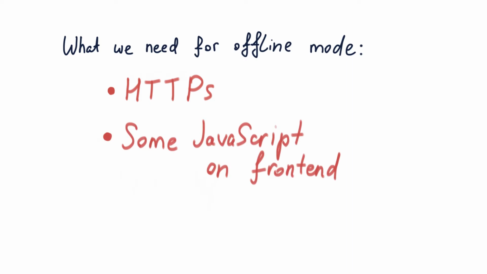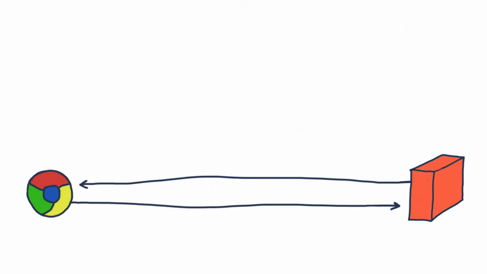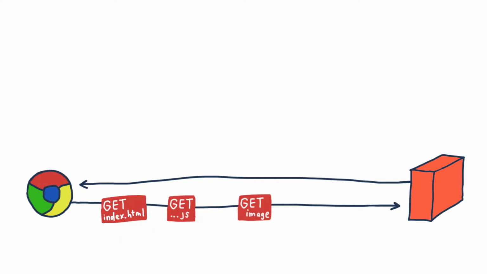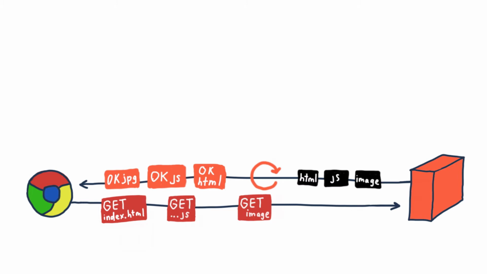And secondly, we need some more JavaScript code on the front end. This code is basically about serving some locally cached files and data in case the connection is broken. So we have this HTTP channel between a browser and the server. The browser requests files and other stuff, and the server gives what it can. And let's say we refresh a page, but meanwhile the connection was lost.